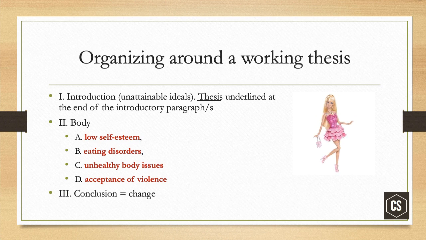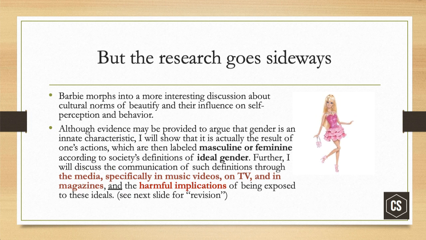So if you looked at that thesis statement, it actually sets up the organization for the paper. So it has the introduction that talks about the unattainable ideal of Barbie. And then the thesis is underlined at the end of the introductory paragraph. And then the body covers those main supporting details: the low self-esteem, eating disorders, unhealthy body issues, and acceptance of violence. And then the conclusion should wrap up what was proven in the paper and should discuss the concept of change, or the idea of changing the ideal Barbie body.